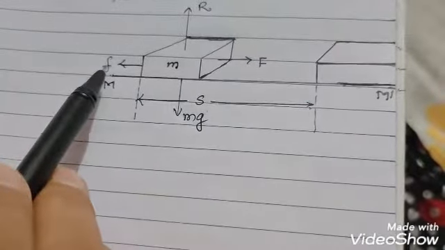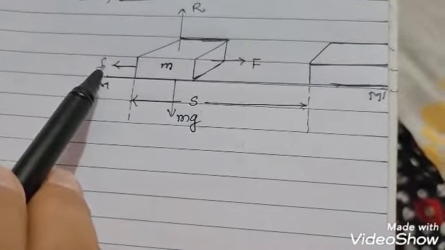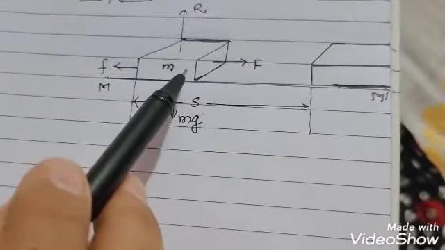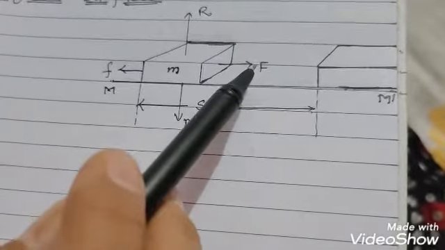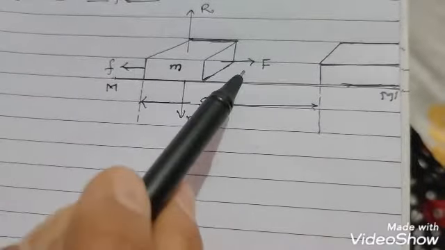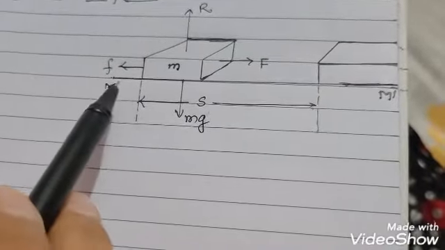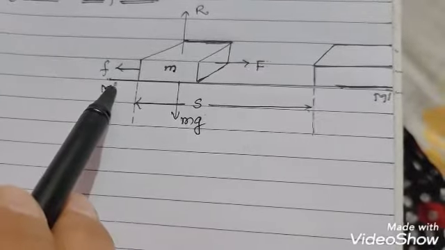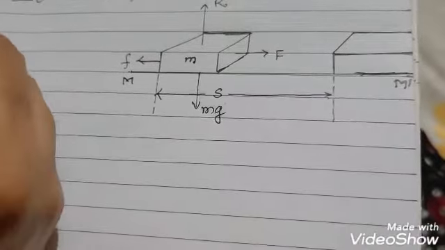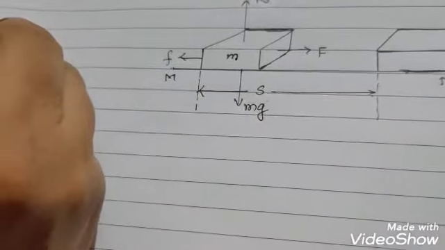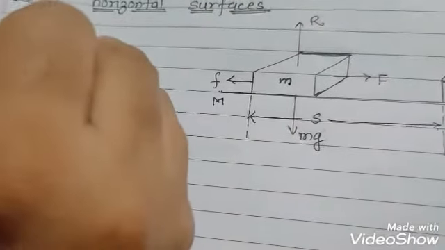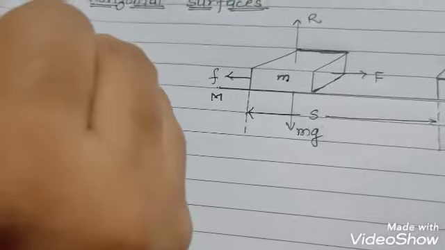So the friction force, small f, is working opposite to it. That means if the motion is uniform, in that situation this force F is equal to small f, which means the applied force is equal to the force of friction. So we'll write in this case that small f, the force of friction, is equal to capital F here.